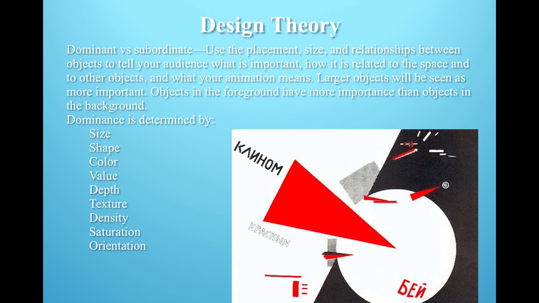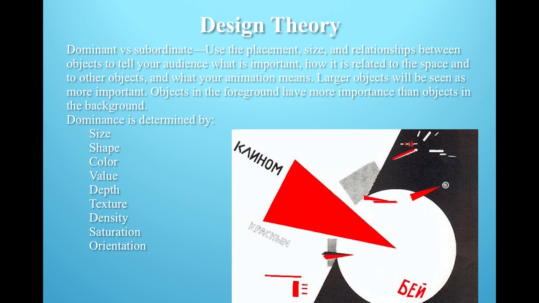Another design theory that we might use to organize our space and compose our image would be the dominant versus subordinate, where you use placement, size, and relationships between objects to tell your audience what is important, or hierarchy, how it is related to the space and to other objects, and what your animation means. Larger objects will be seen as more important. Objects in the foreground have more importance than objects in the background.